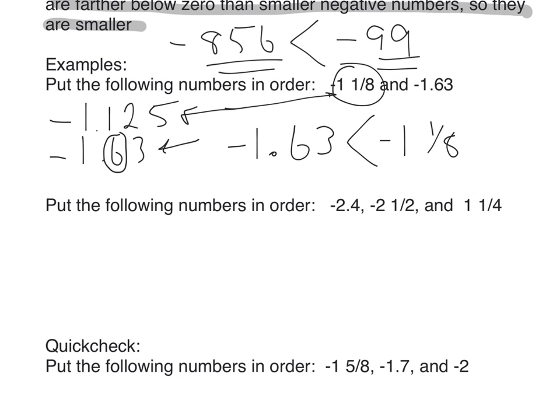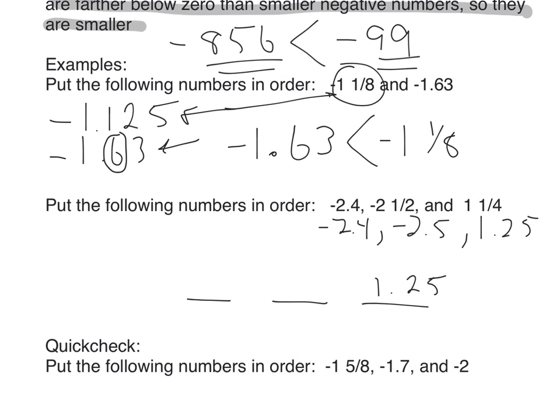Next problem. Put the following numbers in order. So I'm going to start by changing them all into decimals. First one already is negative 2.4. The next one would be negative 2.5. And 1 1/4 is positive, so it's 1.25. Okay, so let's go smallest to largest. The biggest one here is the only positive one, 1.25. It's always going to be bigger than the negative ones.